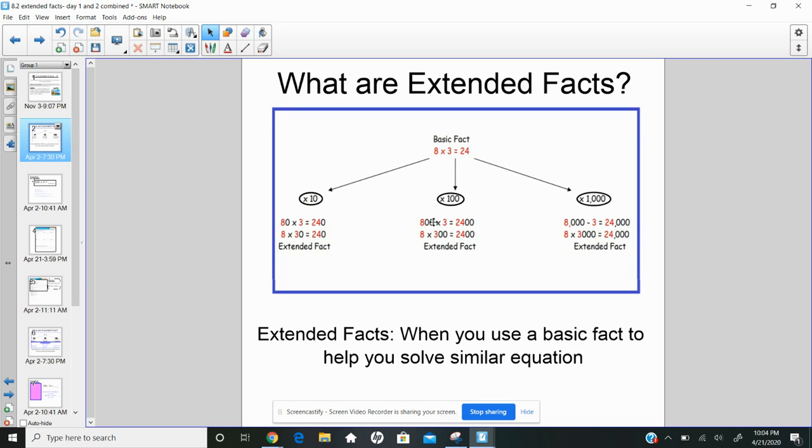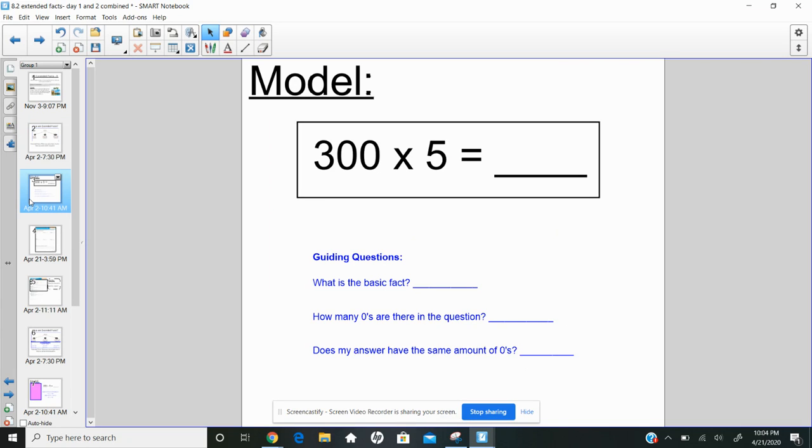Just like here, instead of it being 800, it becomes 300. Still, the other one only has 1 digit, so you're just adding those 2 zeros to your answer. Here in 1,000, same thing. 3 zeros in 1,000, 3 zeros here in 8,000, no zeros with the 3, so you add 8 times 3, which is 24, and you have those 3 zeros, right? That's an extended fact. So I'm going to model that here.